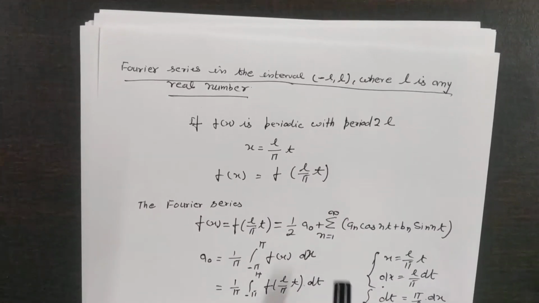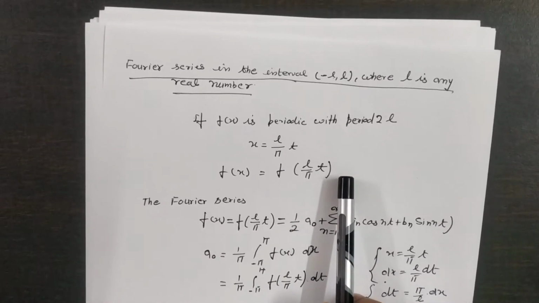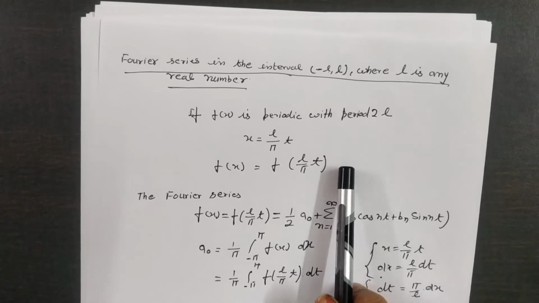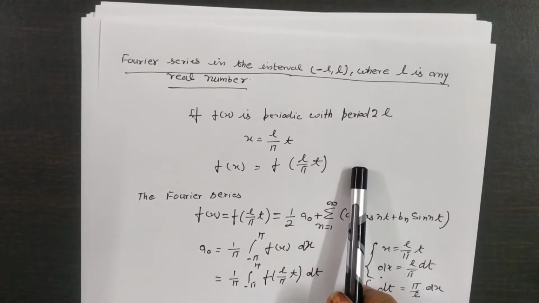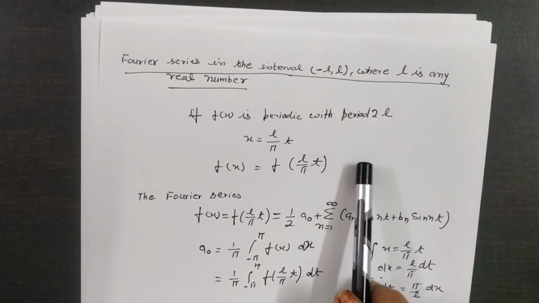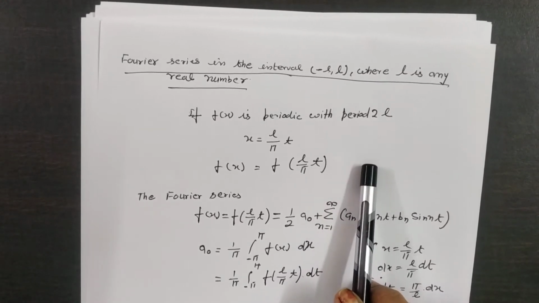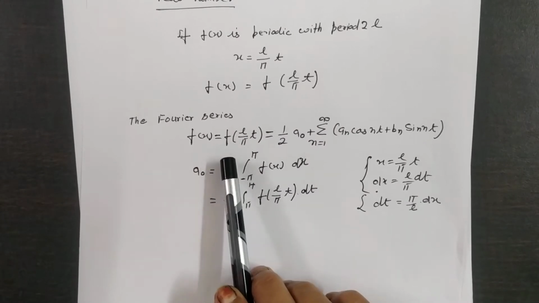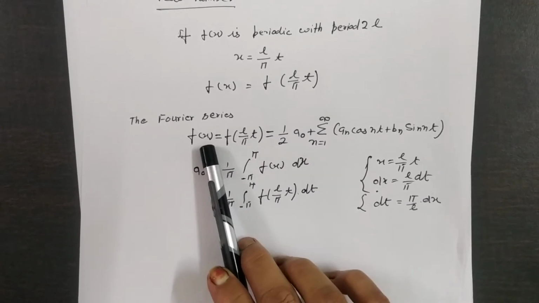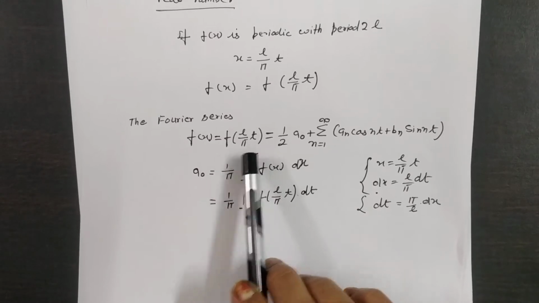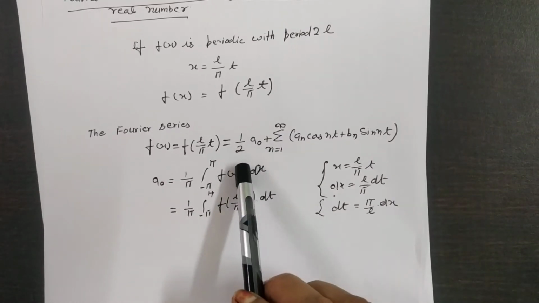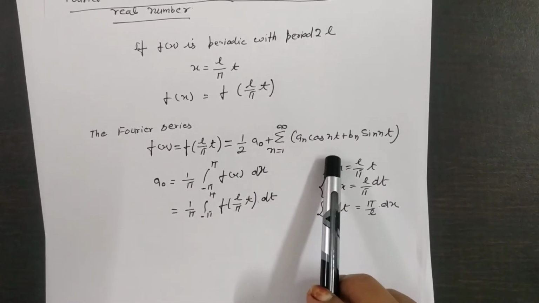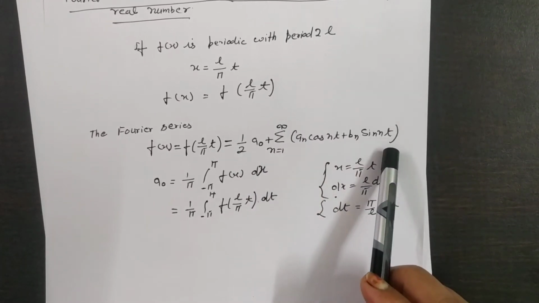This is the Fourier series, just like you obtained earlier for the function from minus pi to pi, and similarly 0 to pi, and also you have to obtain it for 0 to 2 pi. For this Fourier series, f of x, which is defined as f of L by pi t, is the same as 1 by 2 a naught plus the sum from n is 1 to infinity of a n cos nt plus b n sin nt.